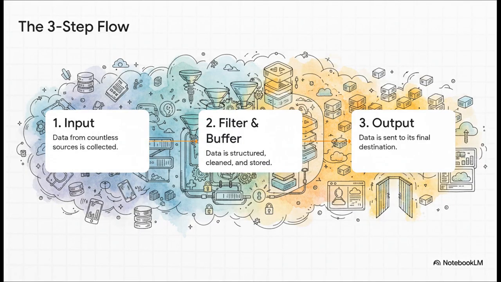It all really boils down to this three-step flow. First up is input, which is all about gathering the data. Second is filter and buffer, where it gets processed and stored safely. And finally, you have output, where it's delivered. So let's take a look at each of these, starting with input.